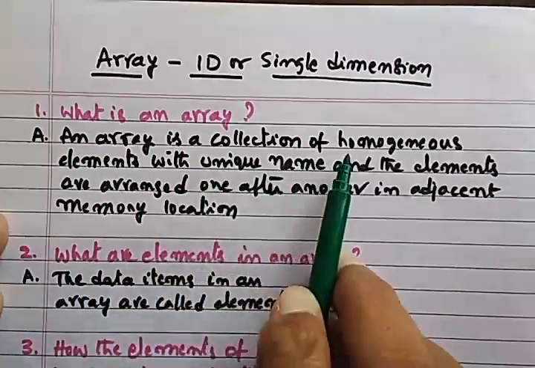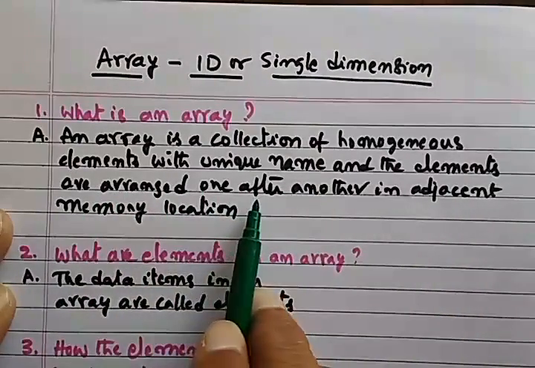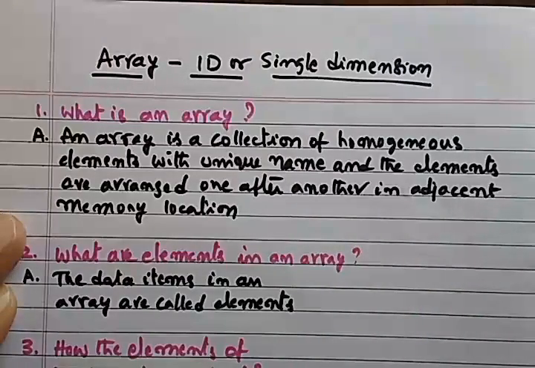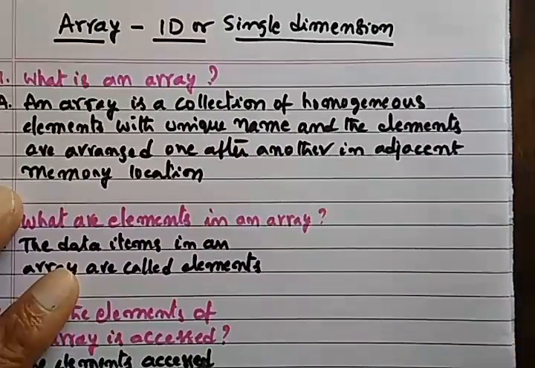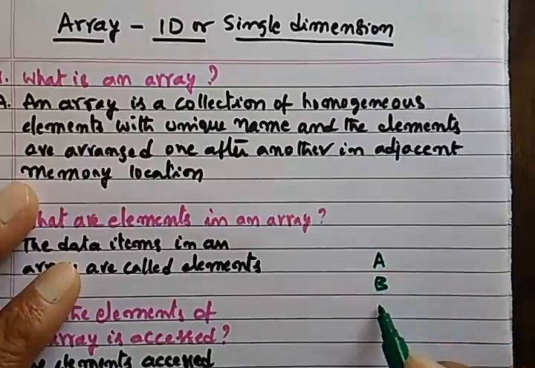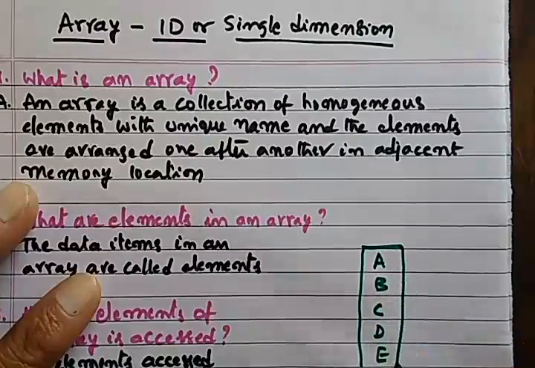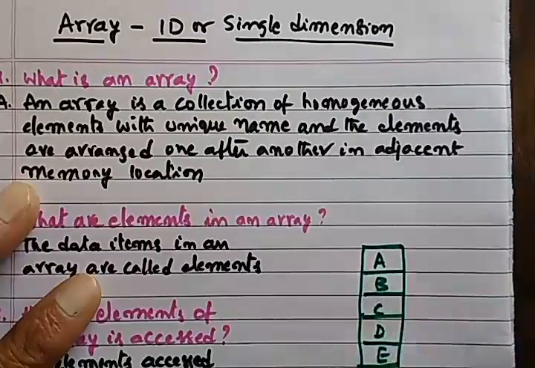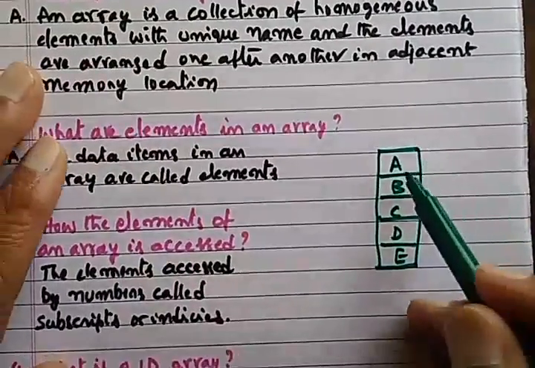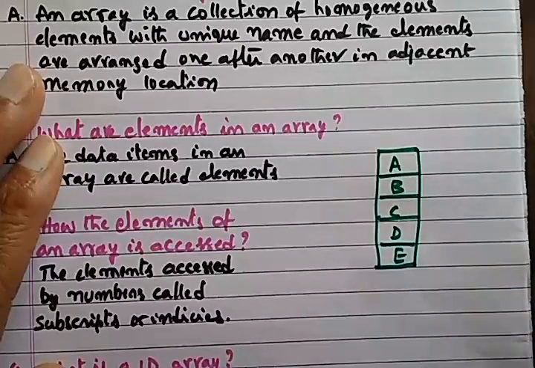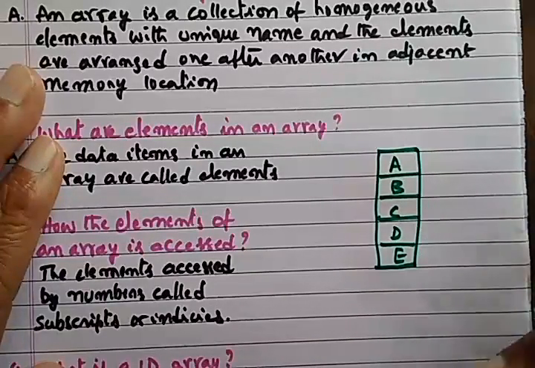An array is a collection of homogeneous elements with a unique name, and the elements are arranged one after another in an adjacent memory location. So let us take like this. Here I will draw A, B, C, D, E. An array is a collection of homogeneous elements. Homogeneous elements means all are the same kind. It is alphabets only, that is what I mean. If I put numbers, yes. If I put alphabet and number everywhere, then it is homogeneous. Homogeneous means it is almost same.